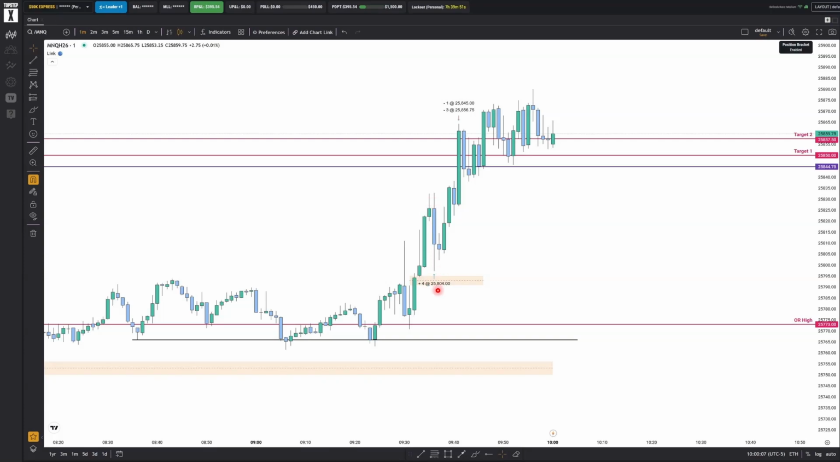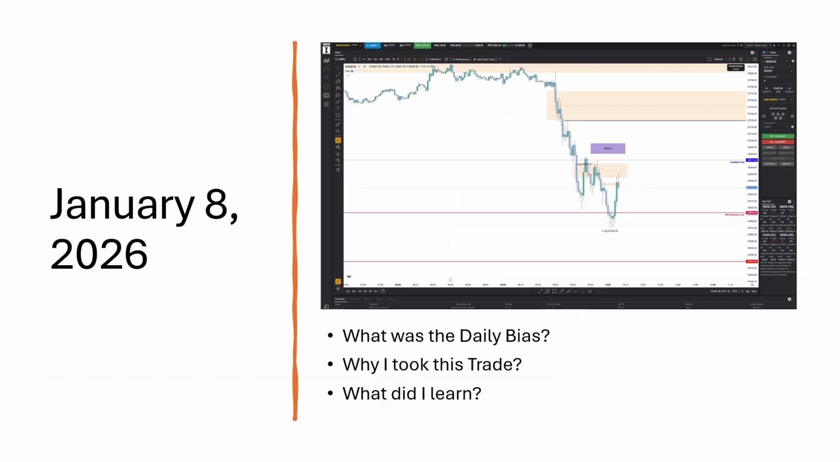I waited for it to come down to a discount, took partials, and then took it all up. It was a pretty quick trade, like 6 minutes or so. The January 8th, 2026 trade.